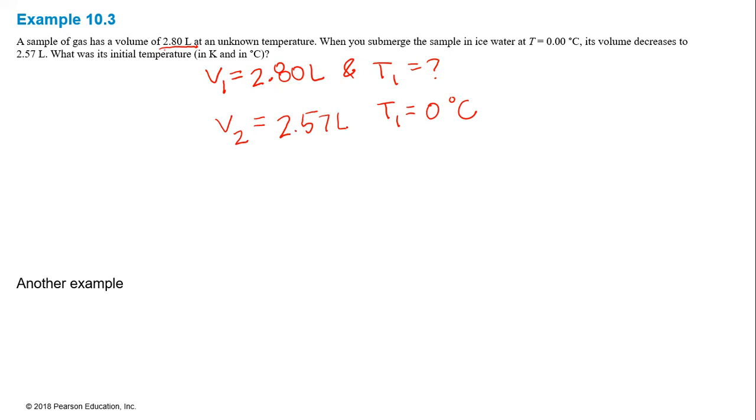All right, in this example, we are looking at just volume and temperature.